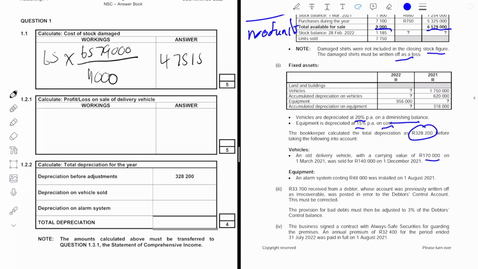Okay, so for 1.2.1, an old delivery vehicle with a carrying value of 170,000 on 1st March was sold for 140,000 on 1st December. So remember, in order to calculate the profit or loss on the sale of the vehicle, we need to compare the book value, slash the carrying value, to the sale price. Now they've given us the carrying value here, it's 170,000, but this was on 1st March. So we also need to take into account the residual depreciation until the date of the sale.